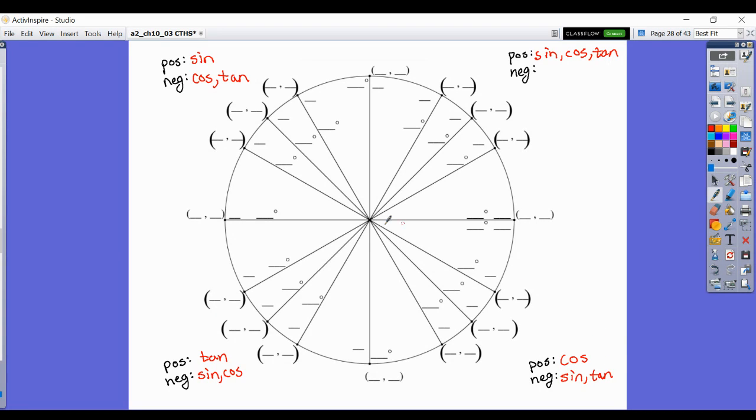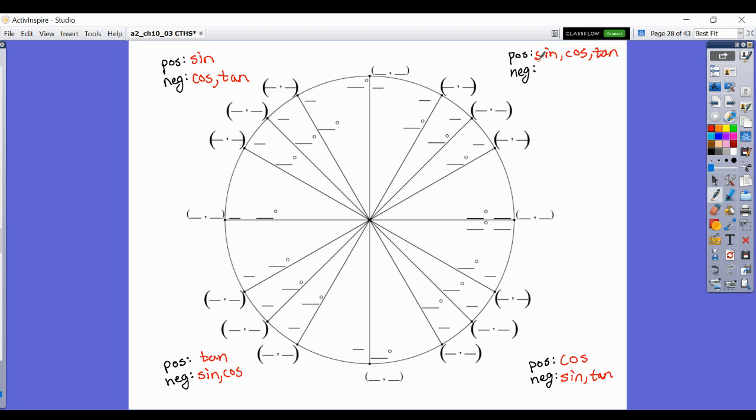Now, to help you remember that, there's one little saying that I've heard, and if you watch some of the videos, you may have seen this: All Students Take Calculus, A-S-T-C. The little saying, which is not necessarily a true saying, is all students take calculus. If you remember that, you can remember which things are positive or negative. This is also true for the inverse trig ratios.